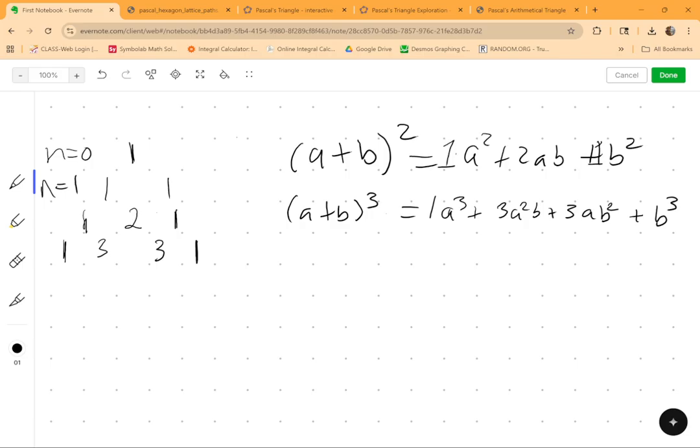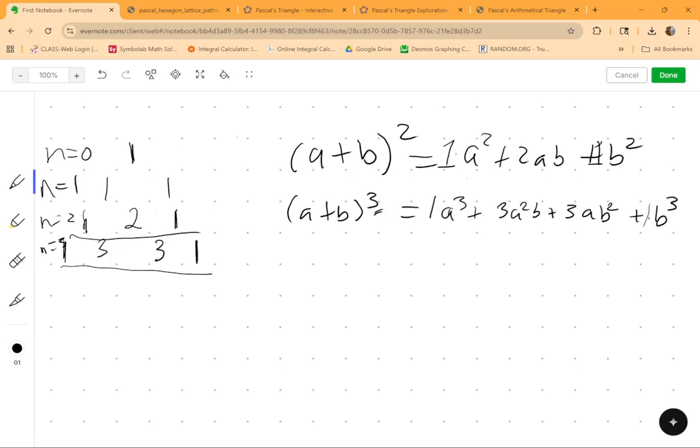And what we notice here is that if you look at the coefficients there, 1, 3, 3, 1, those are the numbers, again, corresponding to the row here, 0, 1, 2, 3, right? This is that 3rd row there, right? Those coefficients are what we call the binomial expansion coefficients, right?